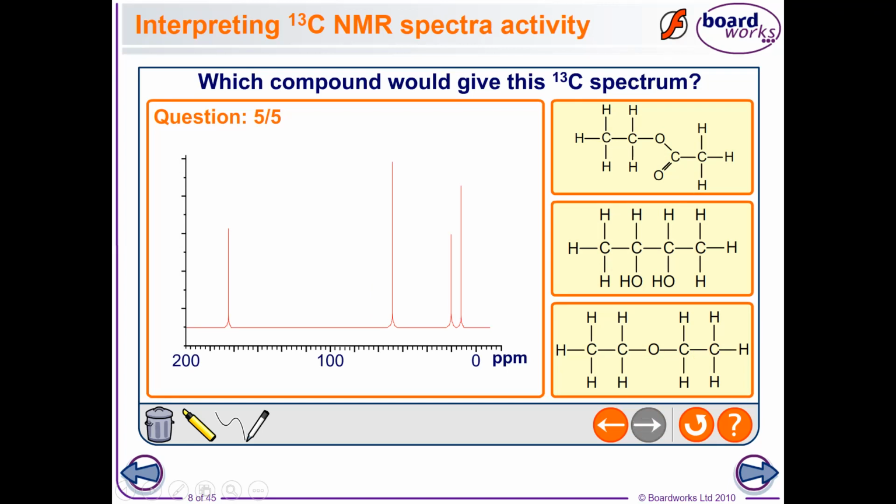And finally, we have 4 peaks. Okay, let's check. This molecule here would have 1, 2, 3, 4 different environments. So this is looking like a strong candidate. This one here has one environment and a second environment. This one here has the same, one environment, a second environment. And there's our answer.